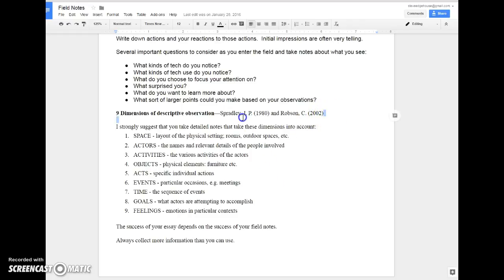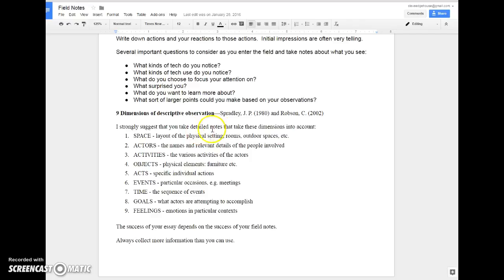I learned about Spradley and more specifically Robson in graduate school. I had to do a lot of secondary and primary research in graduate school, and if you go to grad school, chances are you will too. And when I learned about primary research, one of the cooler things I learned about was these nine dimensions of descriptive observation. I think they really do hit most of the things that you probably should be looking for.